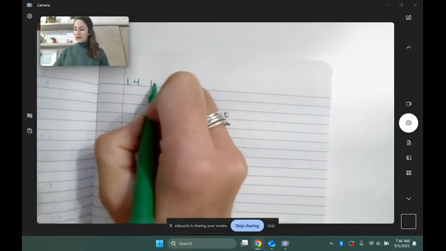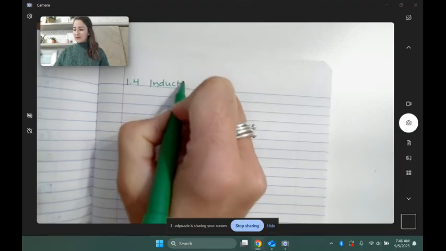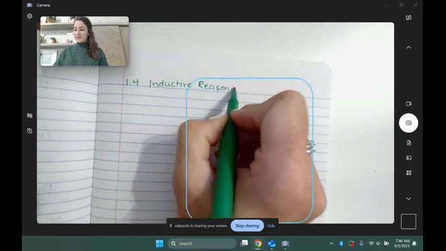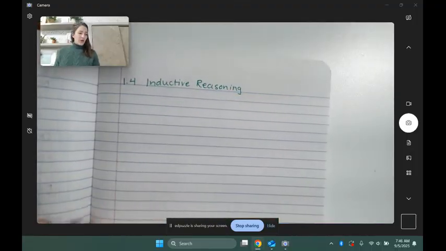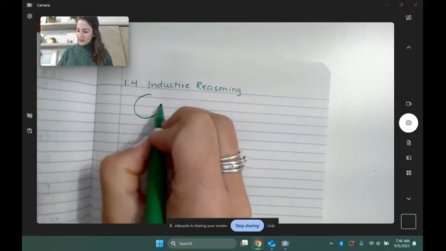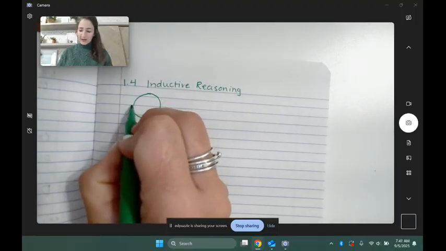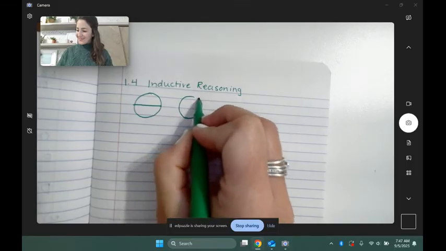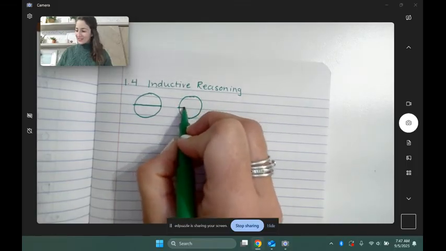1.4, inductive reasoning. So, for example, inductive reasoning, we're just going to start with two examples and then define it after that. Let's see.